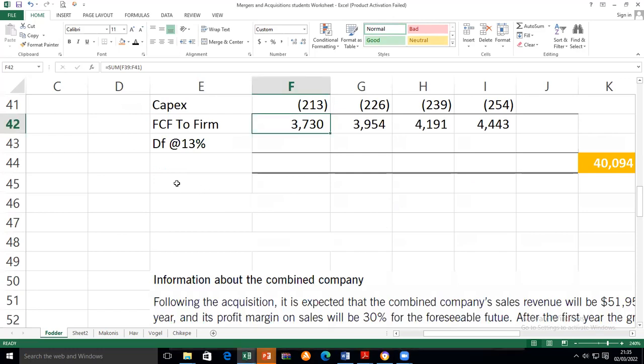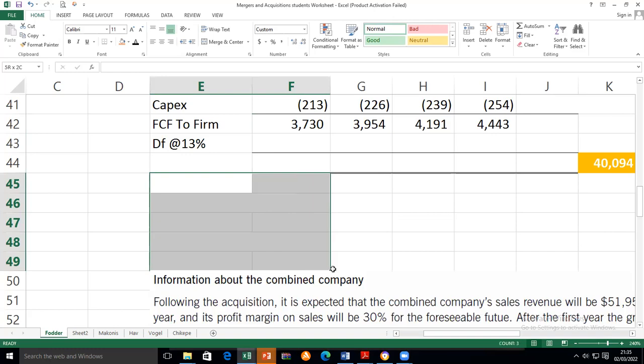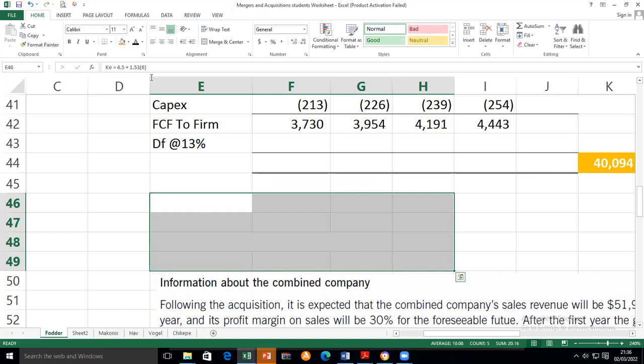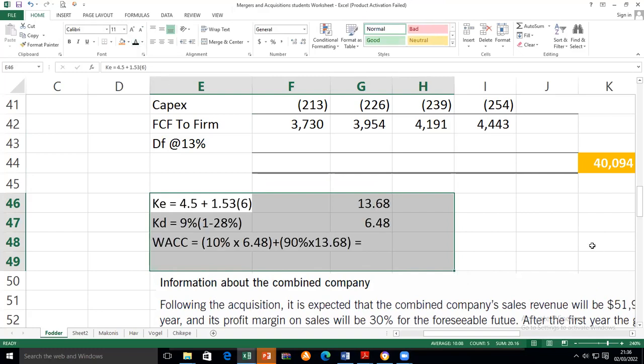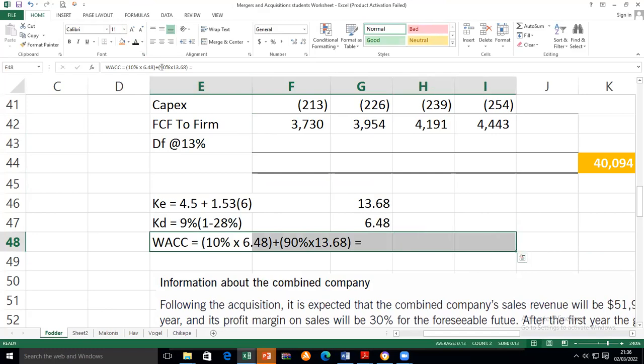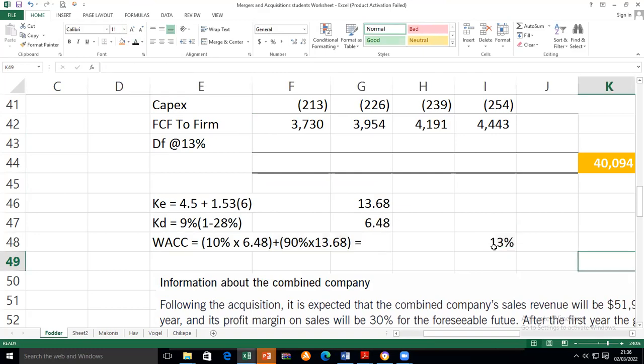So then, with all that in mind, there we are, using the capital asset pricing model, cost of equity, the cost of debt, and using the proportions given here, we are now able to finalize your WACC. And that's your 13% there.